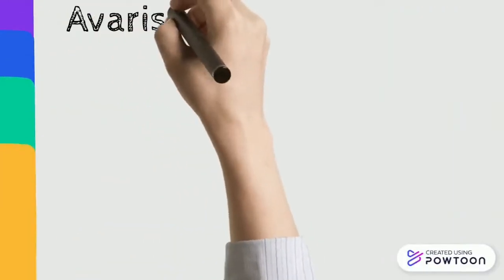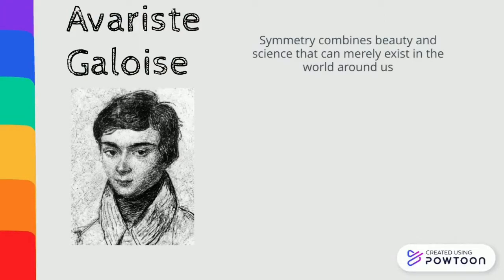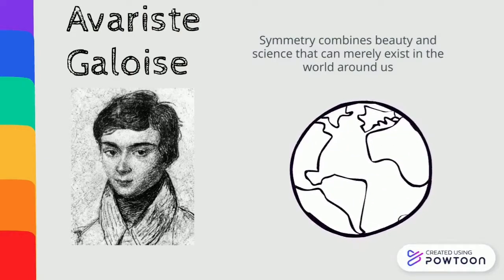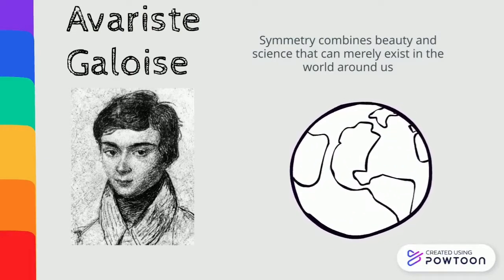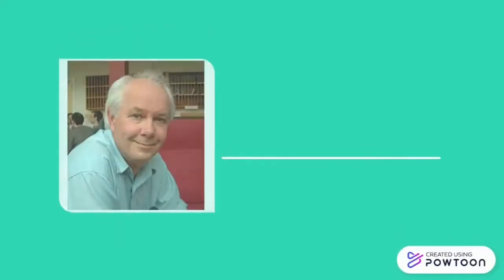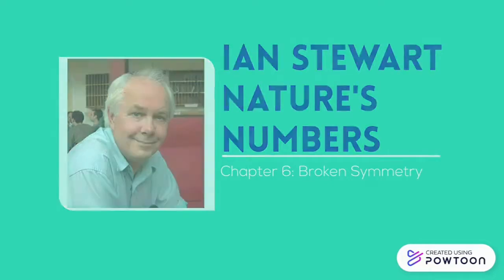Based on Evariste Galois, symmetry combines beauty and science that can merely exist in the world around us. Also, its regularity means that the shape is identical to another form when it is moved, rotated, or upside down. In Ian Stewart's book, Nature's Numbers, symmetry was further discussed in Chapter 6, Broken Symmetry.